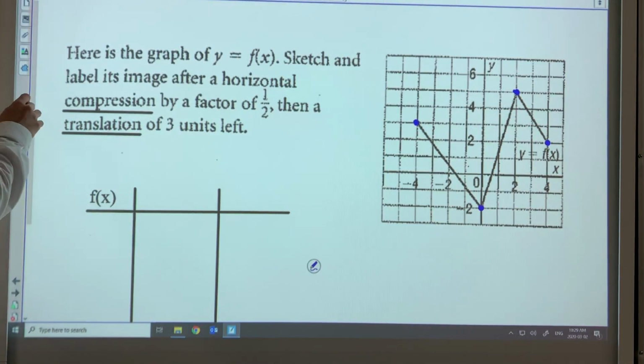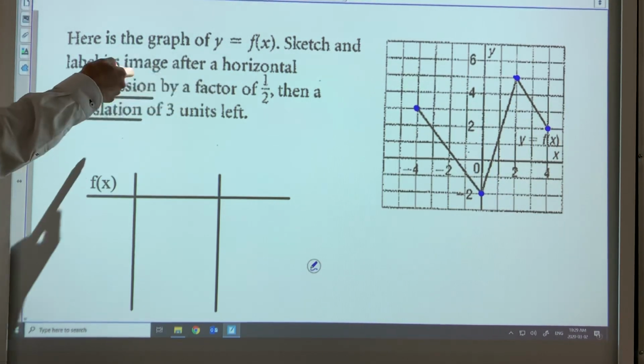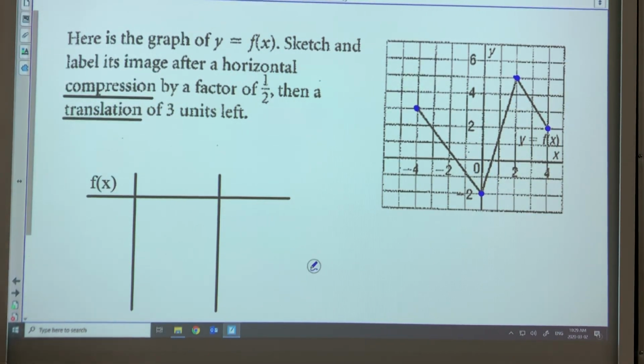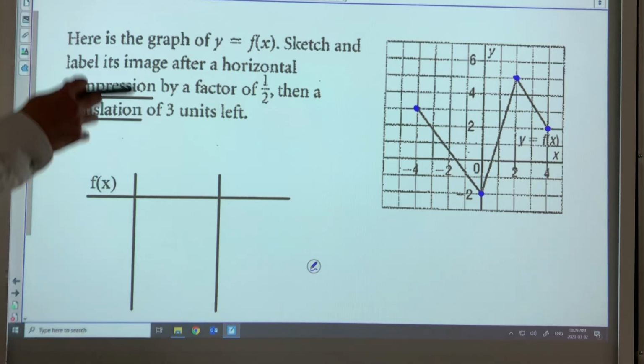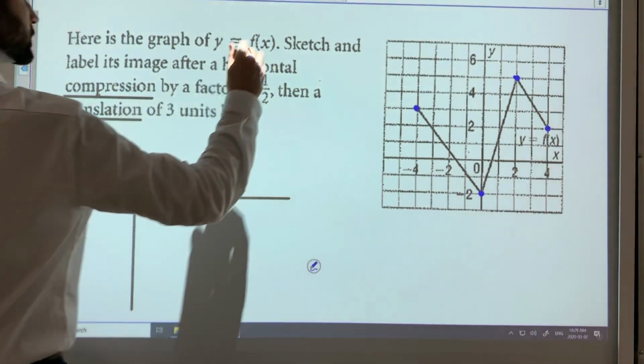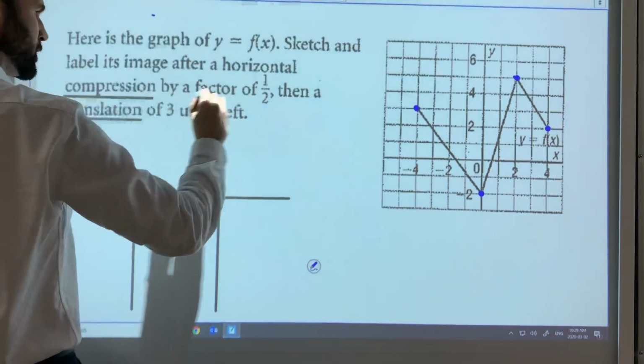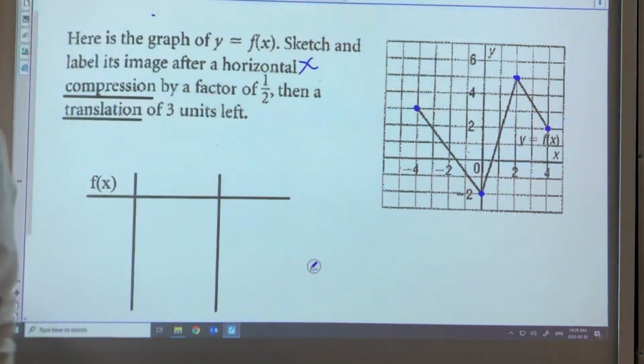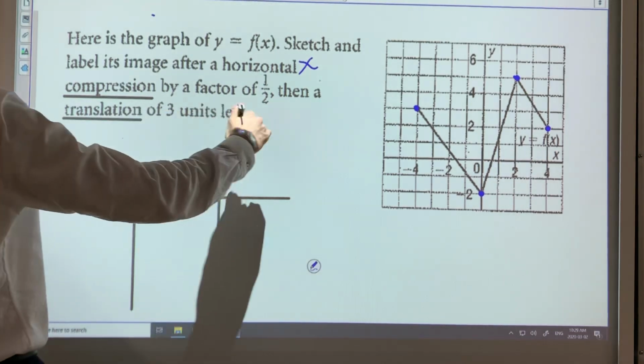And they may give you the equation, they might describe it in words, so be prepared for everything. So it says, here's a graph of y equals f of x. Sketch and label its image after a horizontal compression by a factor of 2. So horizontal is x or y? Yeah, so it's an x thing. So horizontal compression by a factor of a half, and then a translation of 3 units left, also an x thing.